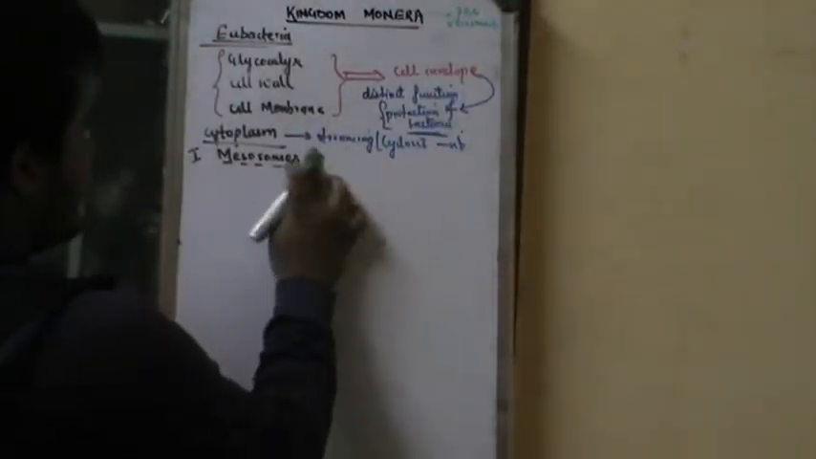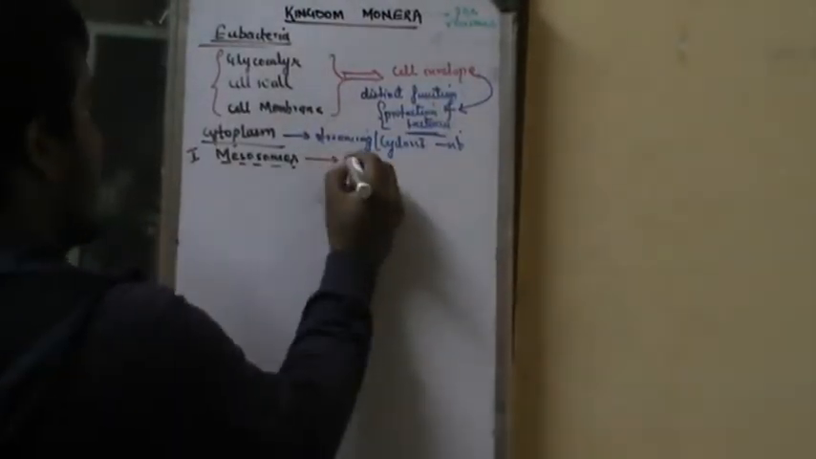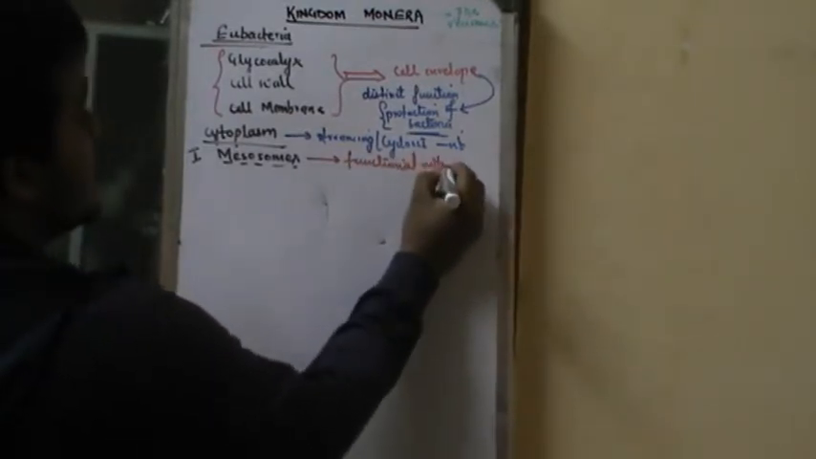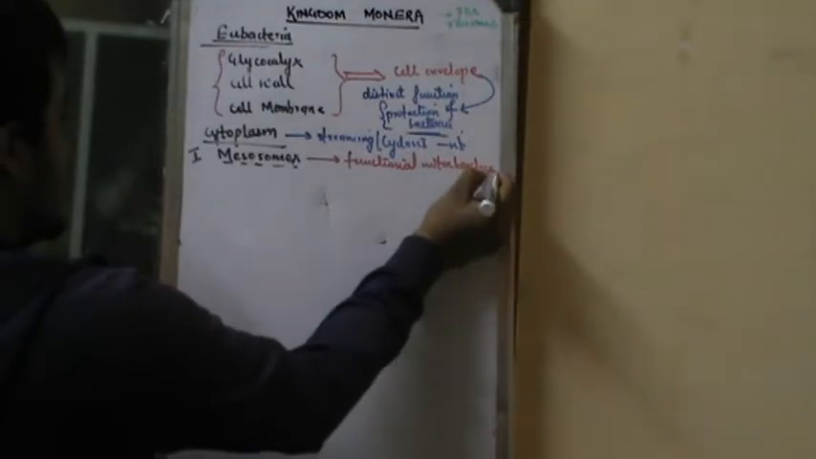If I talk about mesosomes, it's going to be very simple. Mesosomes are called the functional mitochondria, because just now I told you cytoplasm has no membrane bound organelles. Mitochondria is a membrane bound organelle, right? But that is going to be absent. But the bacteria lives. So how does it live? Because it has something called mesosomes. Mesosomes take the place of mitochondria in case of bacteria. It is the functional mitochondria.